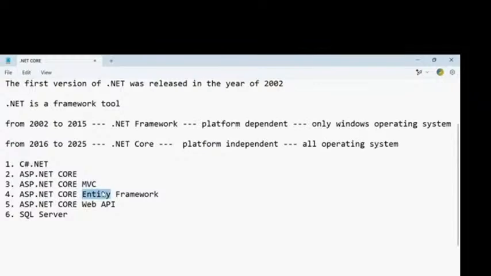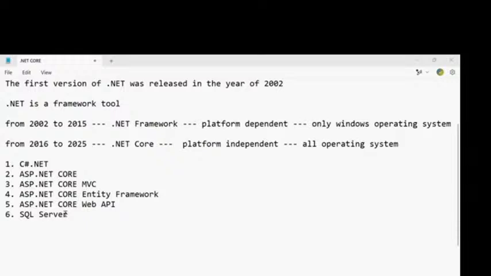But after successful writing or coding development of the application, the next procedure is that you have to execute or run that application. For running or executing purposes, the other component is there, CLR, Common Language Runtime.